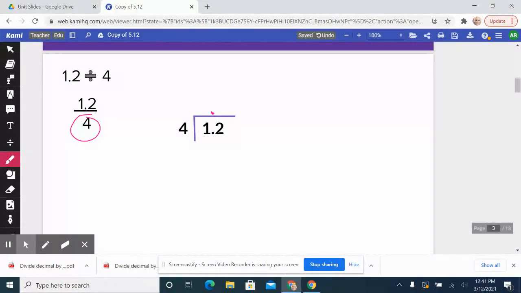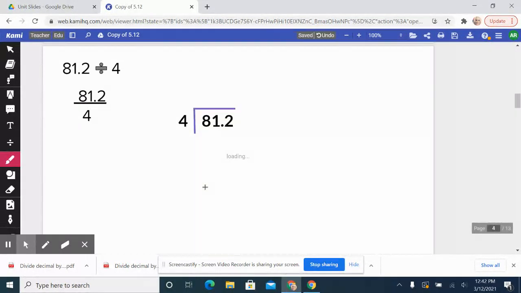Now 4 does not go into 1, right? It goes in 0 times. So we have this 1 and then we bring down this 2. Well, 4 goes into 12 3 times. Take note that I did not do 4 into 1, I did 4 into 12. And your decimal just sits the way that you see it. So my answer would be 0.3. That would be my answer. I'll show you another one and I'll get more difficult as it goes.